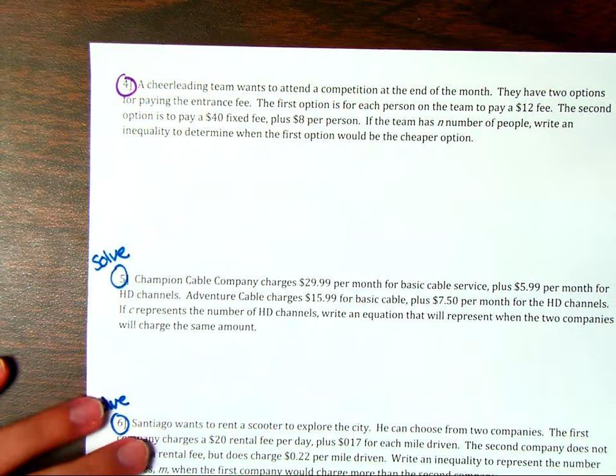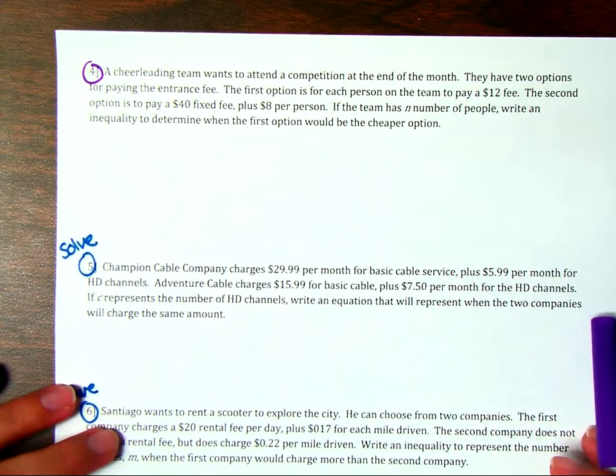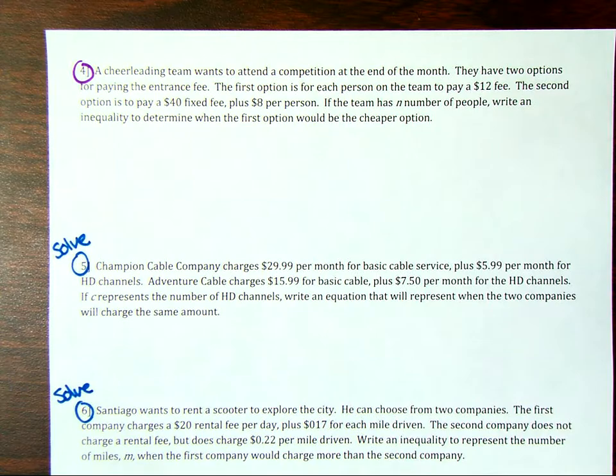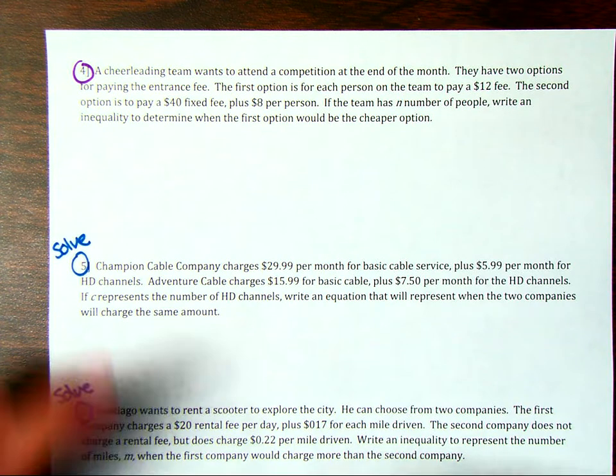So on the next one, it says, a cheerleading team wants to attend a competition at the end of the month. They have two options for paying the entrance fee. Again, we're just going to set this one up. We're not going to solve it.